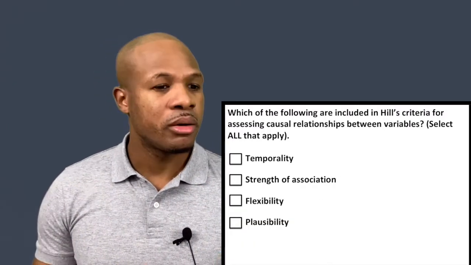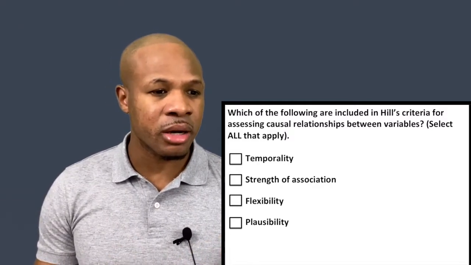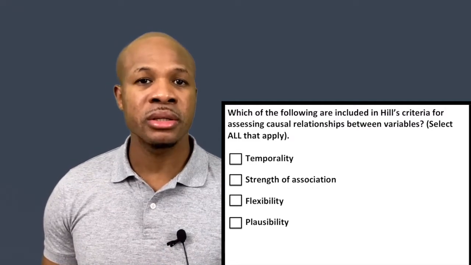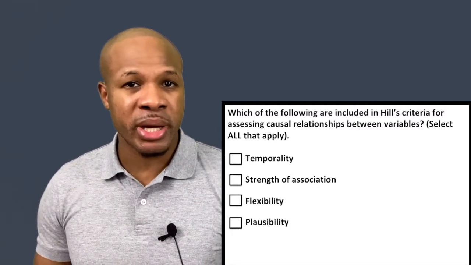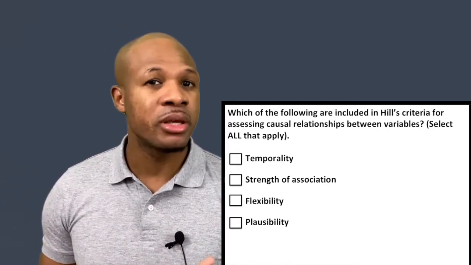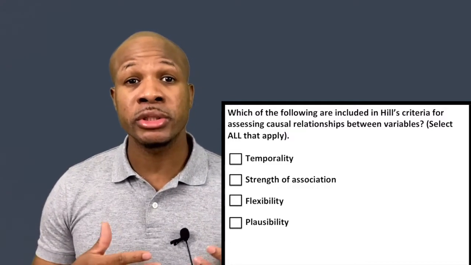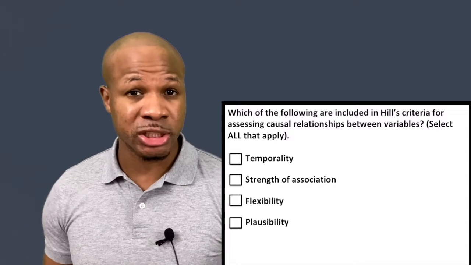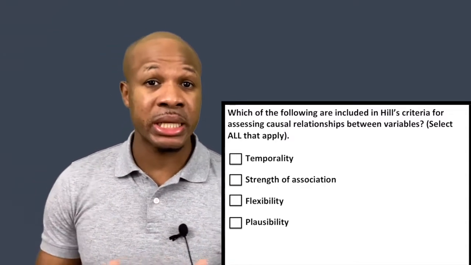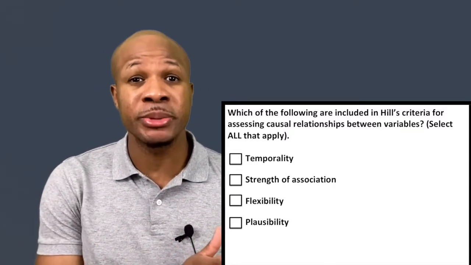Question number 3 states, which of the following are included in Hill's criteria for assessing causal relationships between variables? Select all that apply. This might sound like a tough question because you might not be familiar with Hill's criteria. But even if you're not, you can kind of guess the answers based off the fact that you're trying to analyze a causal relationship. Of course, many of us are familiar with the fact that correlation does not equal causation. Just because two things are correlated doesn't mean that there's a causal relationship between those two variables.